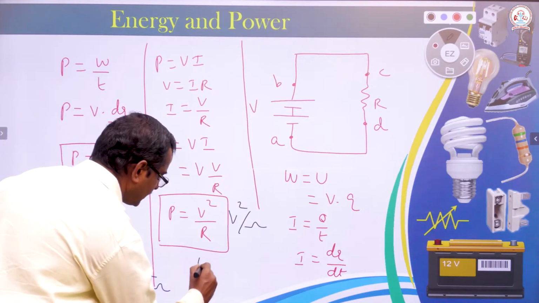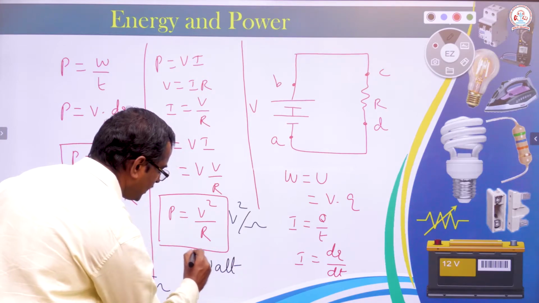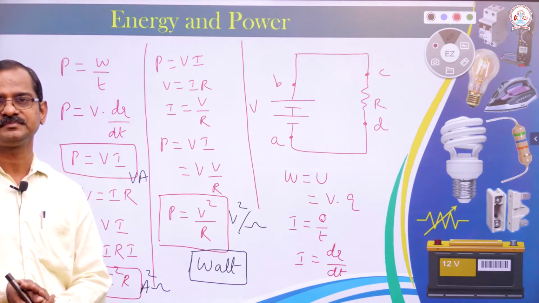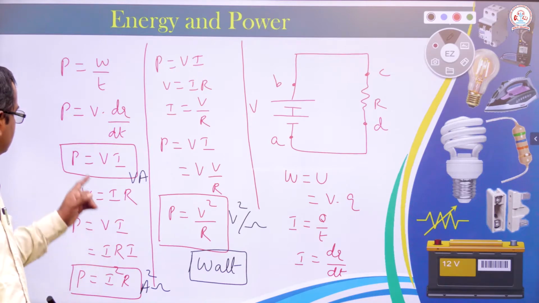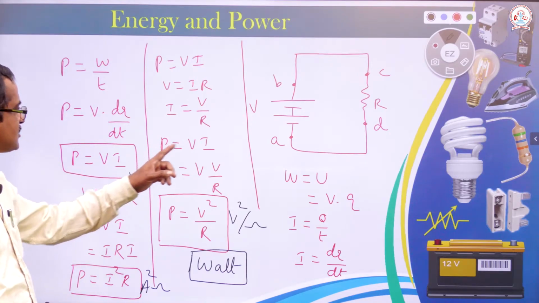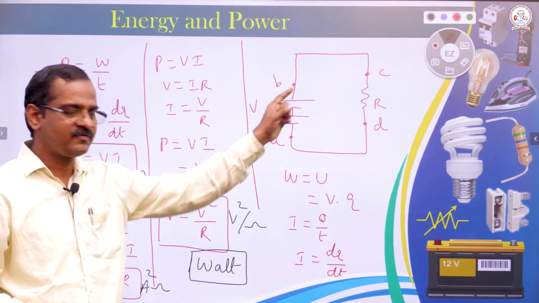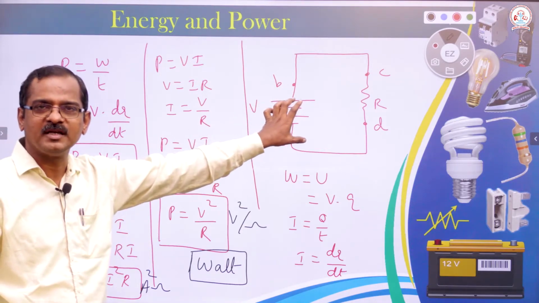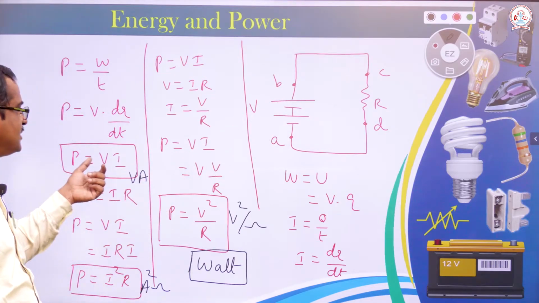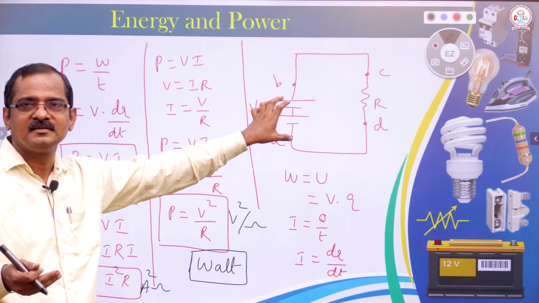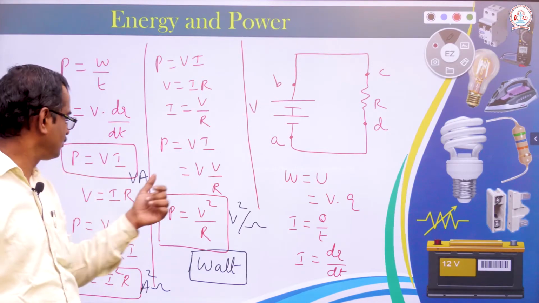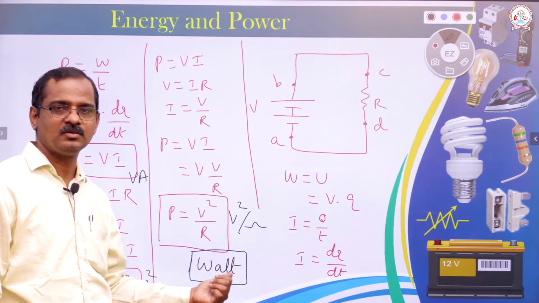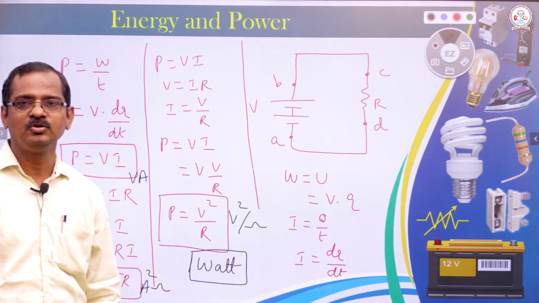W-A-T-T. Watt is the unit for power. If 1 ampere of current is flowing between 2 points where the potential difference is 1 volt, then the power dissipated will be equal to 1 watt. Watt is the unit for power.